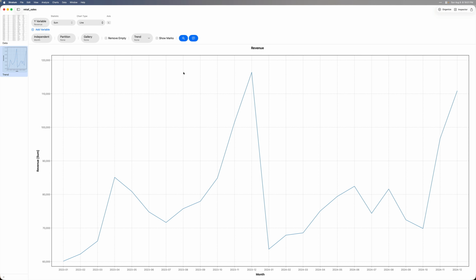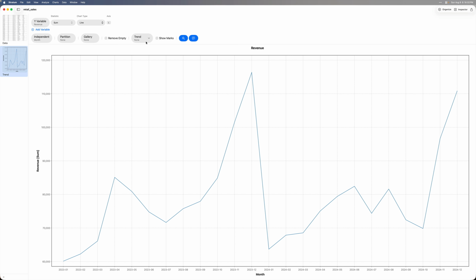Almost every real series is a blend of three things. There's the trend, the slow long-run direction. There's seasonality, a pattern that repeats on the calendar, like the reliable holiday lift. And there's noise, the irregular wobble left over.